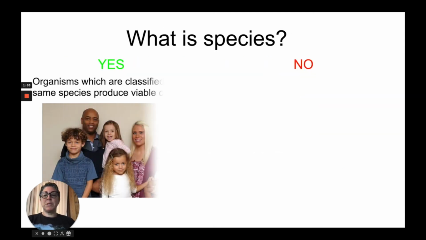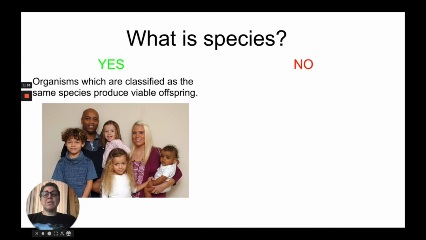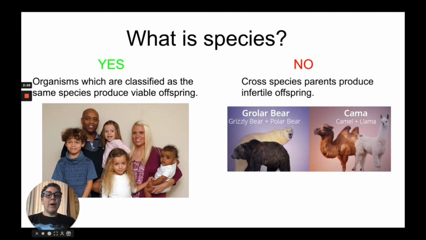So what is a species? An organism which is classified as the same species produces viable offspring. That is the same species. When you cross species, parents produce infertile offspring. So we've already seen the lion and the tiger and the donkey and the horse, but here are two other examples. A grolar bear, where we have a grizzly bear and a polar bear.